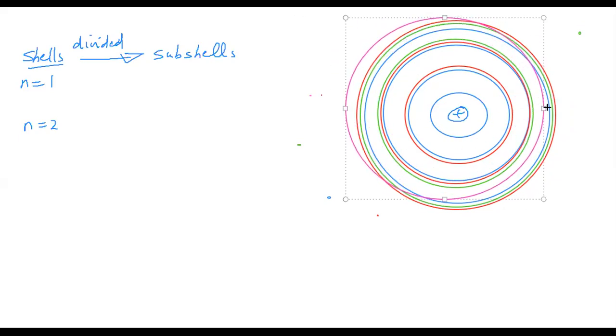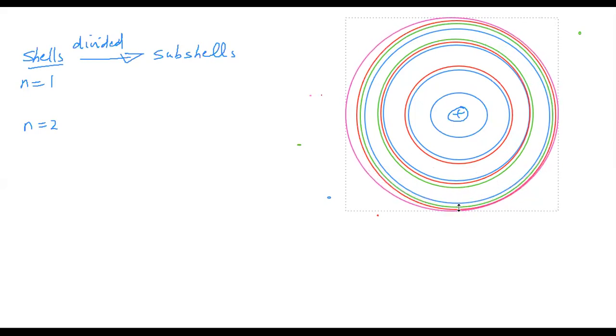Now this is the fourth shell. It's divided into 4 subshells. So the first shell is not divided. The second shell, as you see, is divided into 2 subshells, and the third shell is divided into 3. The fourth is divided into 4, and so on.